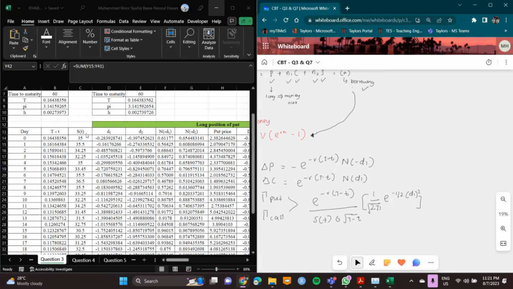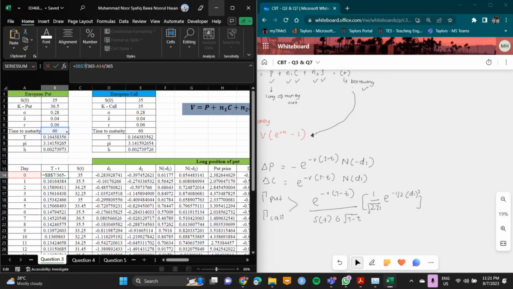So as I have done here, for T minus t, at first it is 60 over 365, followed by day 1 until day 27. And then the S_t is just taken directly from the question given. And these are the info for the European put and also the European call that is mentioned. This is the derivative part.